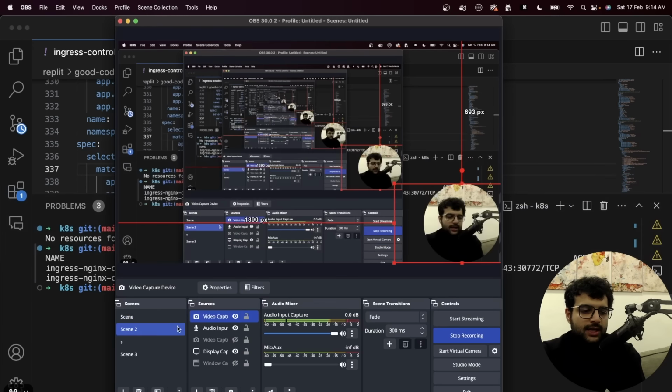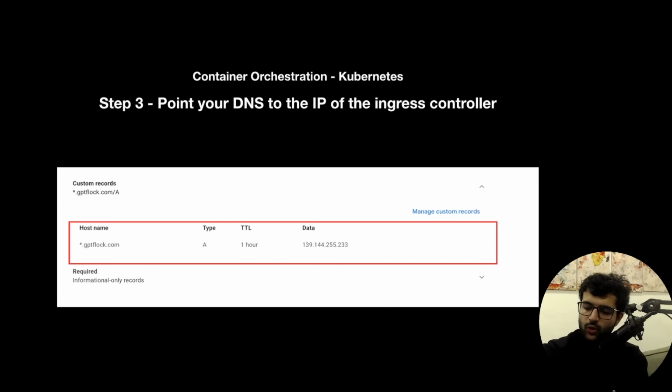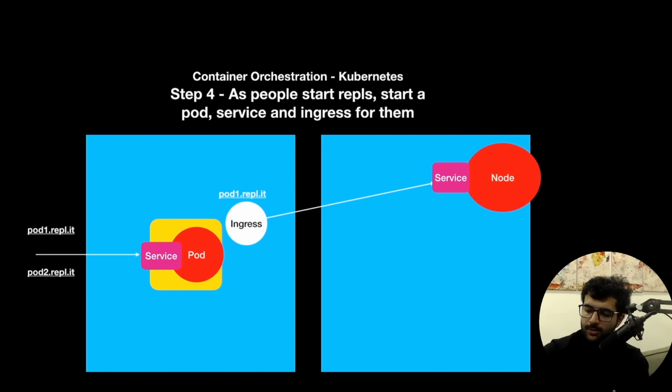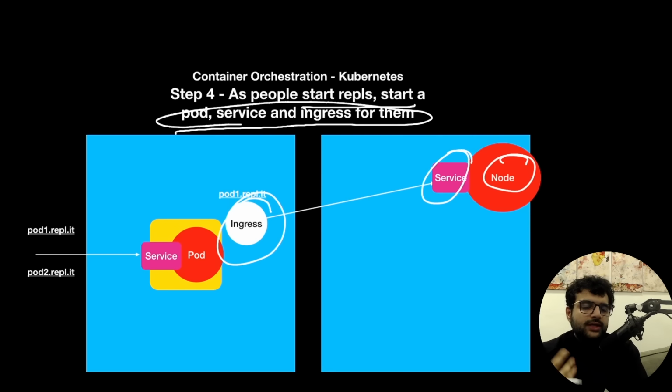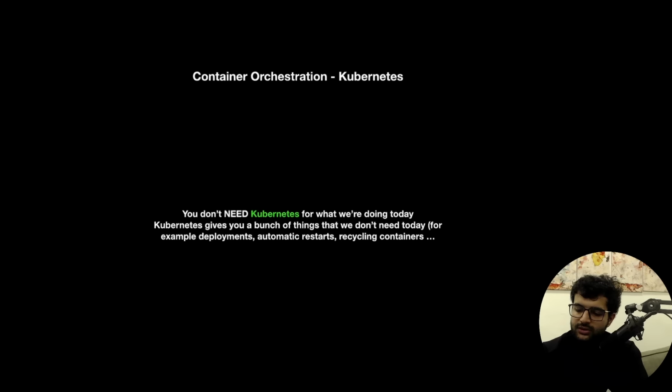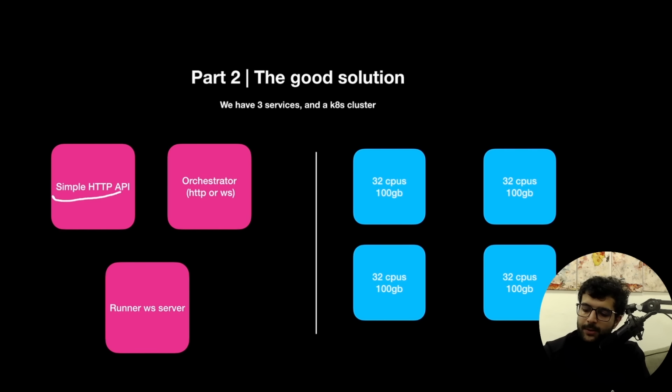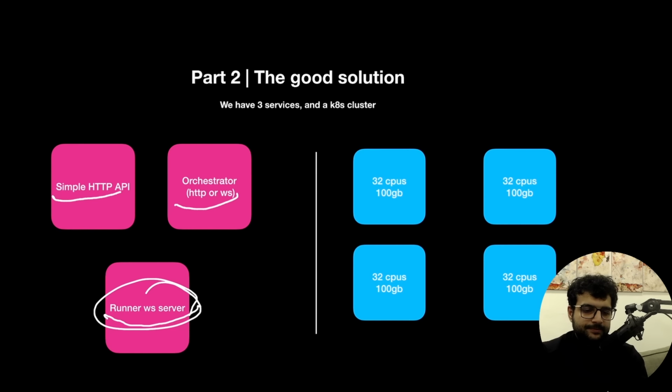So let's see what step 3 was. Put the things in the domain. I already did it. Number 4. As people start REPLs, start a pod and service and ingress for them. So basically, the bootstrapping is done. Now we need to run the commands to actually start an ingress, a service, and a node, given a user joins your REPL, given a user comes to your REPL. So now we need to look at all the services that I introduced, specifically the simple HTTP API orchestrator service and the runner WebSocket service. This is the one sort of that we need to orchestrate. So let's see how you can do that next.